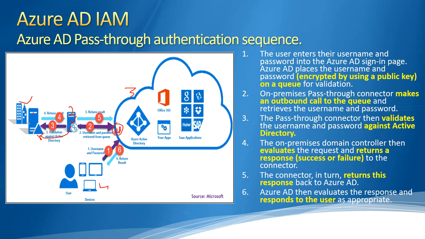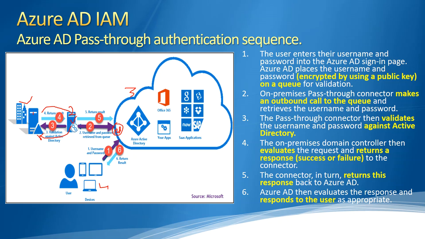Now, the username and password could be valid or invalid, depending on whatever it is. It returns the response over to the Azure AD Connect server, which has the pass-through connector installed on it. Once it receives the response, whether success or failure, it is going to relay the result and post that result in this authentication queue to Azure Active Directory.